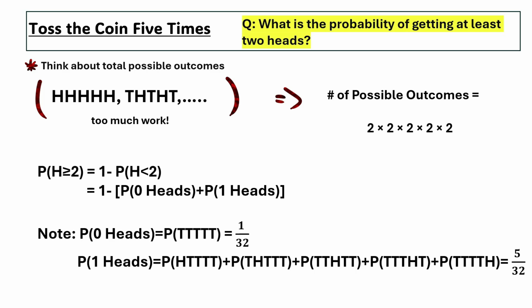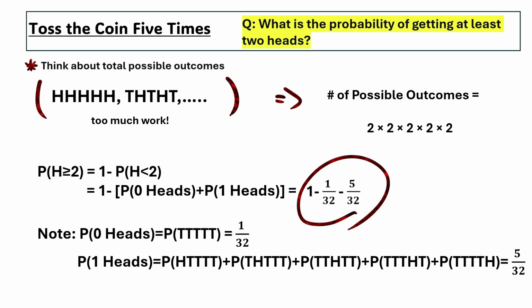Now, if we put all this information together, we are going to get our final solution that says probability of getting at least 2 heads after 5 coin tosses is going to equal to 1 minus 1 divided by 32 minus 5 divided by 32.